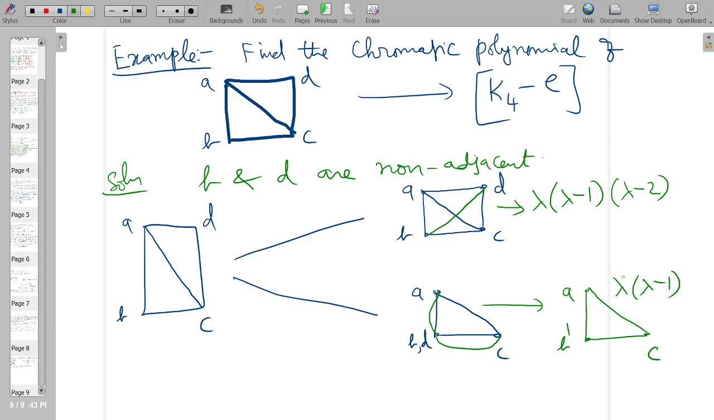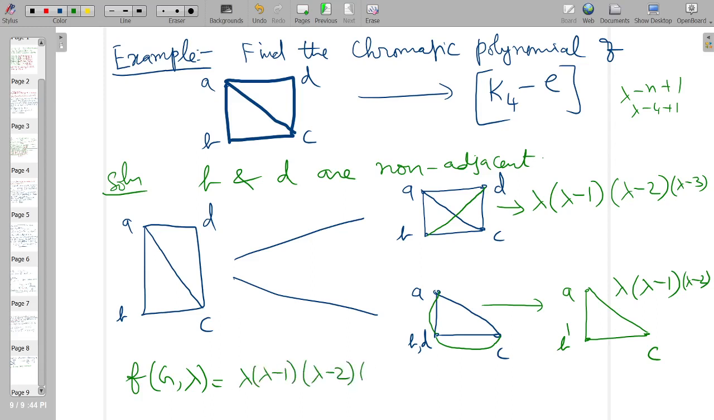So this will be lambda into, okay, so now what will be the term? Lambda minus n plus 1, lambda minus 4 plus 1. This will give you lambda minus 3 here. And for this, 3 minus 3 plus 2 will give you lambda minus 1. So I will have lambda minus 2. So the chromatic polynomial for the given graph G would be the sum of these two: lambda into lambda minus 1 into lambda minus 2 into lambda minus 3 plus lambda into lambda minus 1 into lambda minus 2.